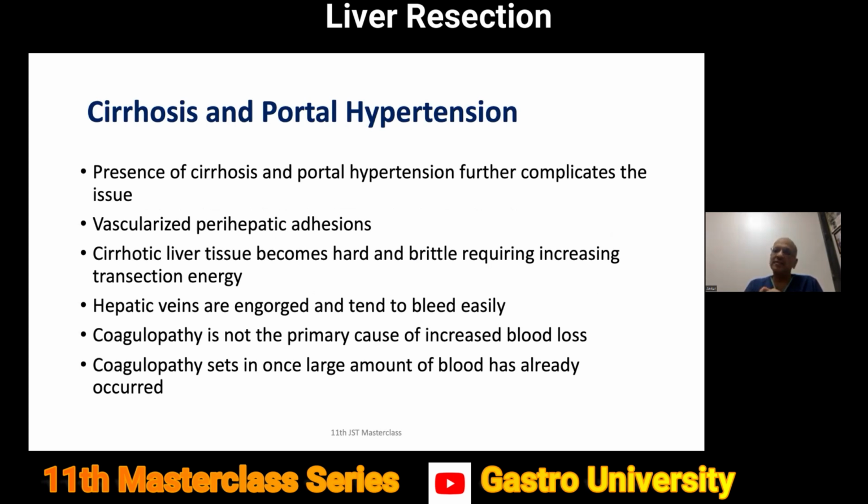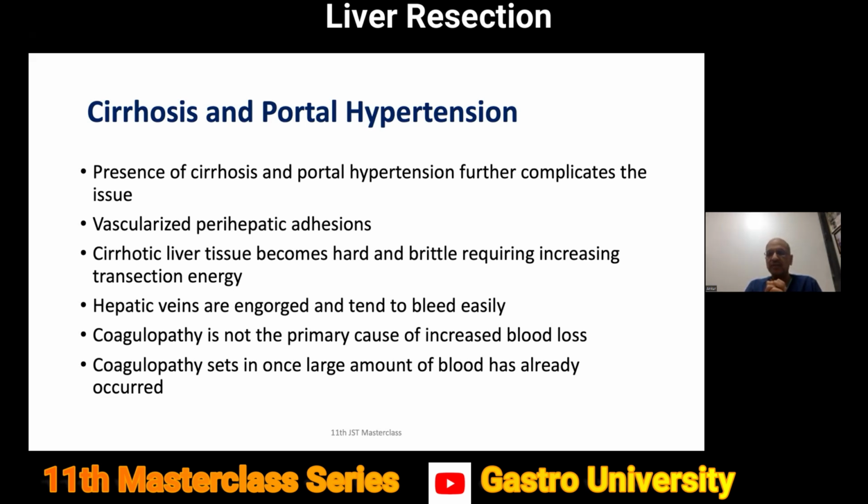The reasons for the excessive bleeding during cirrhosis and portal hypertension are, one, you can have vascularized perihepatic adhesions, especially if the patient has had a previous cholecystectomy or any other form of upper abdominal surgery. Cirrhotic tissues, as we all know, tend to become hard and brittle and require more energy for transection, but at the same time, the hepatic veins continue to remain thin-walled and are often engorged, and therefore tend to lacerate and bleed very easily.